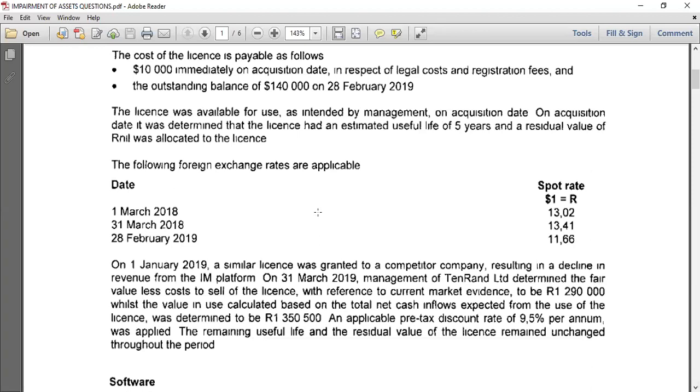Whilst the value in use calculated based on the total net cash inflows expected from the use of the license was determined to be 1,350,500. An applicable pre-tax discount rate of 9.5% per annum was applied. The remaining useful life and the residual value of the license remained unchanged throughout the period. Right.